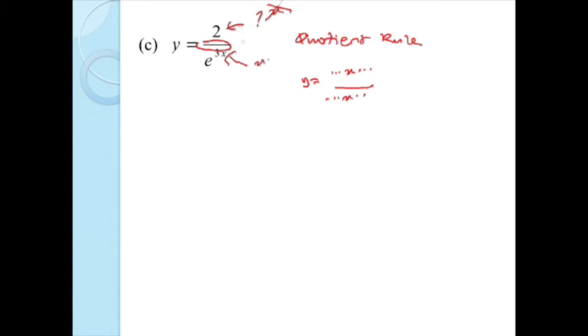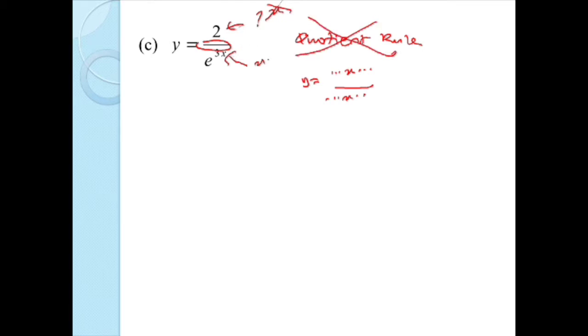Next example. Y is equal to 2 over e to the power of 3x. Whenever you see a fraction, please do not think that it's always quotient rule. We use quotient rule whenever we have an x term at the numerator and also an x term at the denominator. But do we have an x term at the numerator here? No, there's no x. But at the denominator, there is x. Since there is no x on top at the numerator, there's only x at the denominator, so we don't have to use quotient rule for this question.